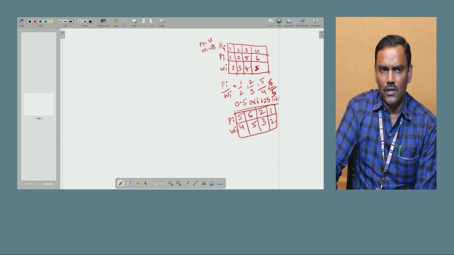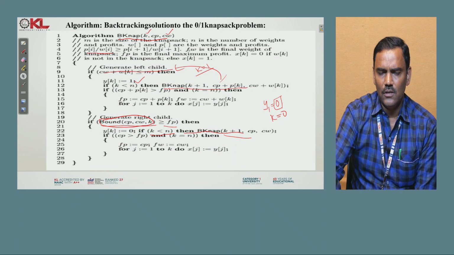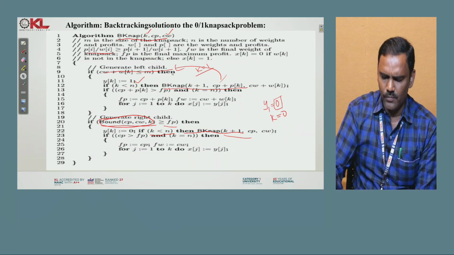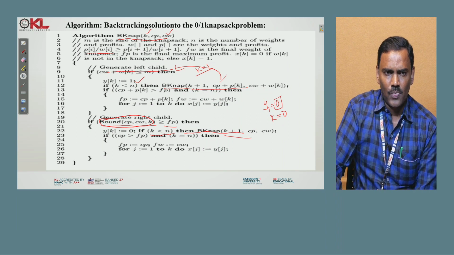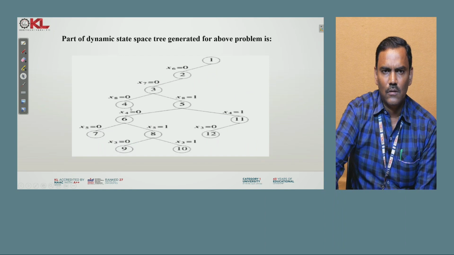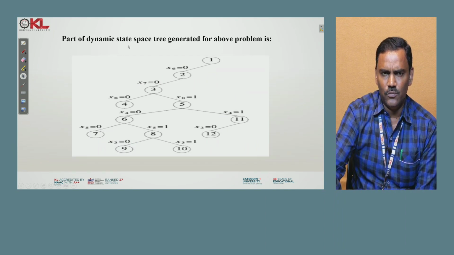Now we will see the algorithm regarding how we are going to be generating the state space tree. Before seeing that algorithm, we will generate the state space tree now.